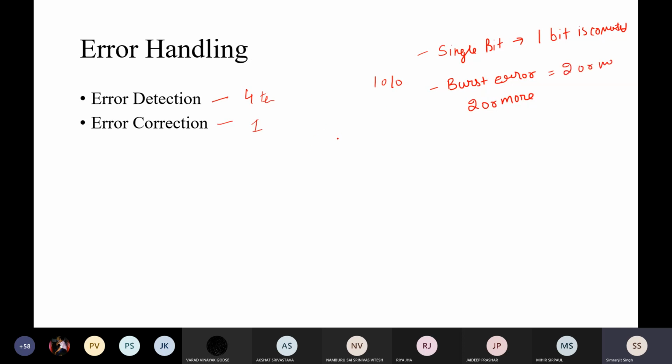Okay, so what happens is that when you are at the sender side and you send some message towards the receiver, on the way, due to some signal outage, one single bit may change. This is referred to as a single bit error. Now if there are multiple bit changes on the way, it will be referred to as a multiple or burst error.